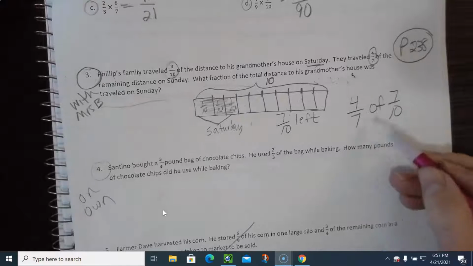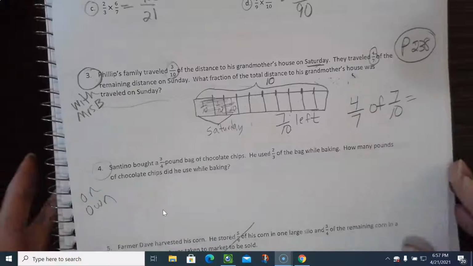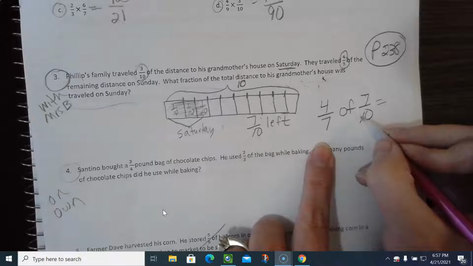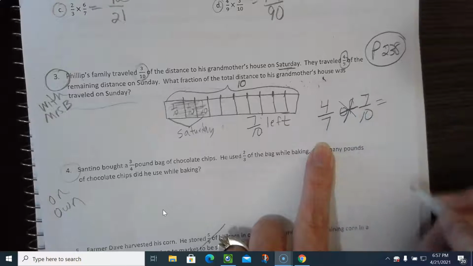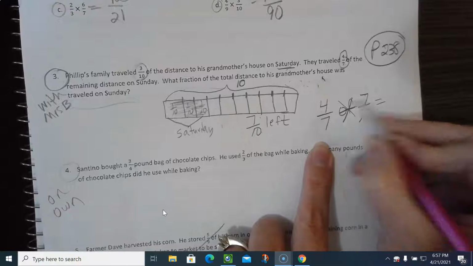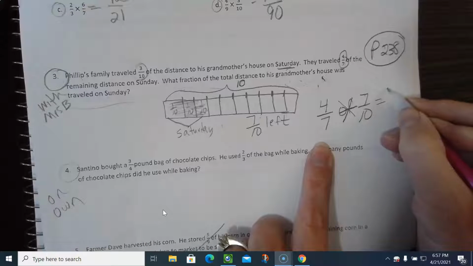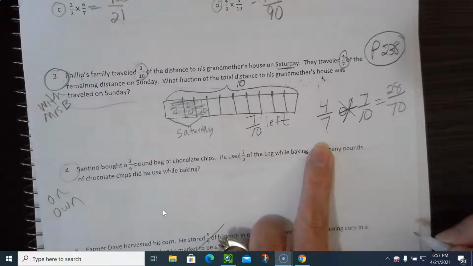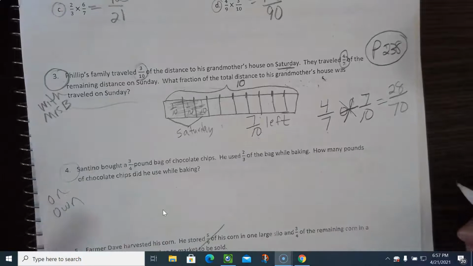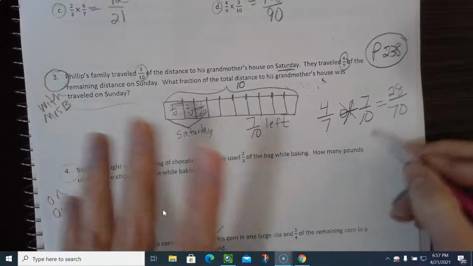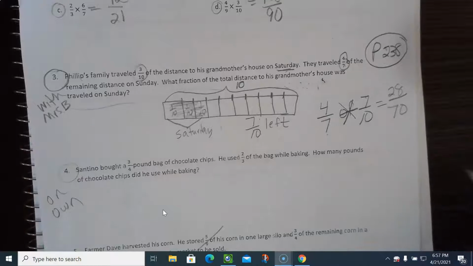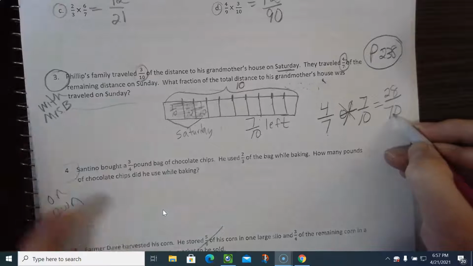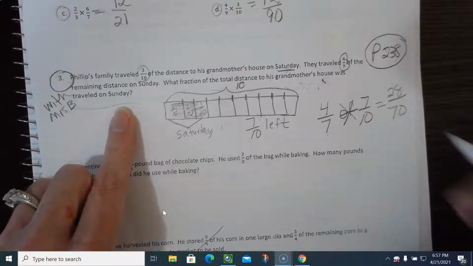All right, so 4/7 of the 7/10 that's left over, I'm going to just multiply to figure out my answer. So when I see the word of, I can just cross that out. I can multiply going across. 4 times 7, that's 28. 7 times 10, that's 70. Now, these are really big numbers. If I wanted to, I could reduce these and make them a little bit smaller, but for our purposes, how we did this is A-OK just fine. So 28/70ths of the total distance was traveled on Sunday.